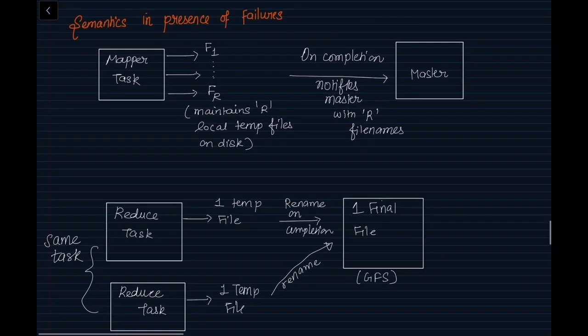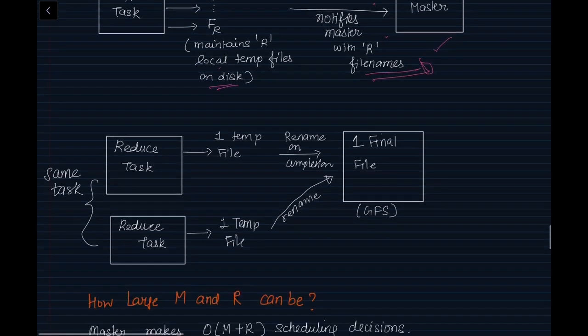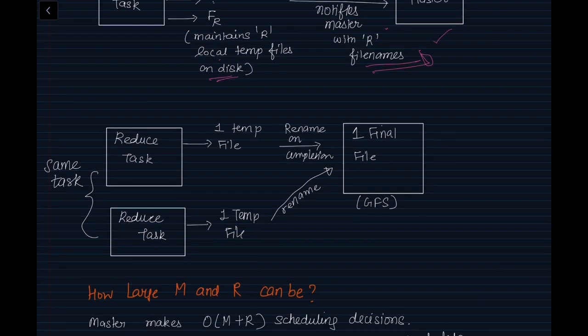Now what happens in the presence of the failures? The mapper task produces or maintains R local temp files on its local disk. Now, when this mapper task completes, it will notify the master about the locations of these R files. The reducer task will maintain only one temporary file for each reducer task, and on completion, it will rename that file to the final output file that will be on the distributed file system.